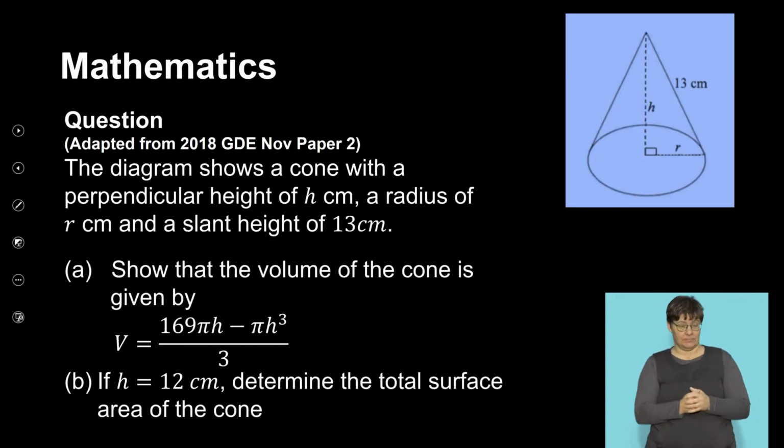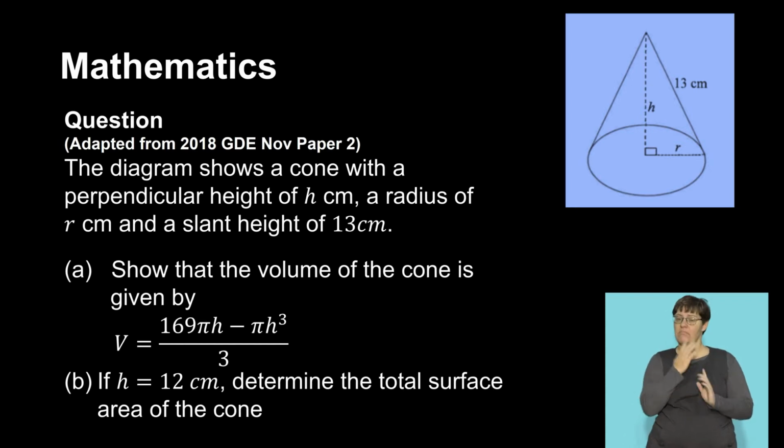Okay, so A is asking me to show that the volume of the cone is given by V is equal to 169 pi h minus pi h cubed over 3. Then B is asking me if h is 12 centimeters, determine the total surface area of the cone. So we're going to start with A.